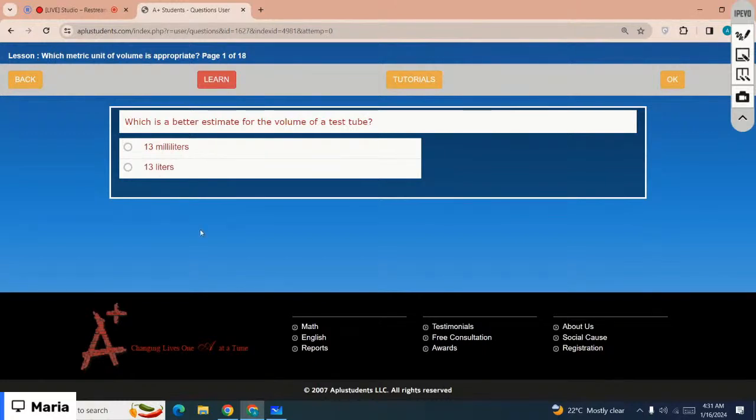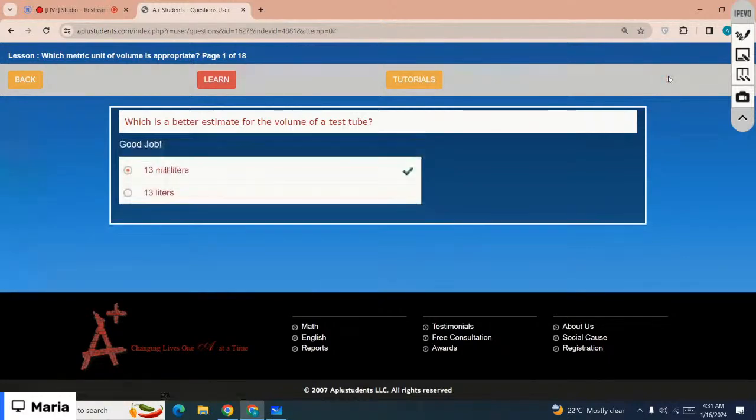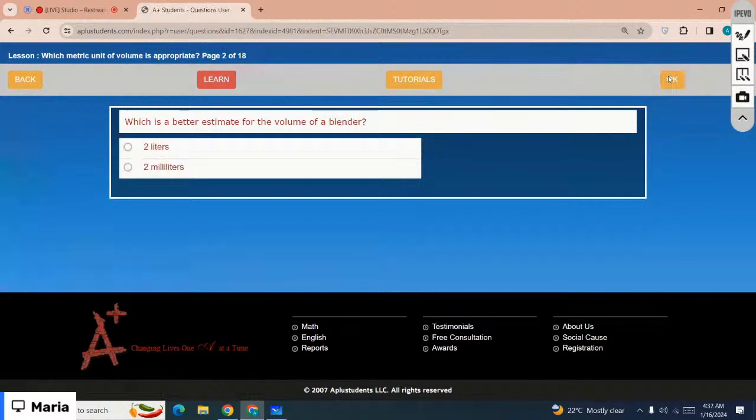That is 13 milliliters, because that is just a test tube, right? A test tube is too small, so 13 liters is too much for the test tube, right? Which is a better estimate for the volume of a cylinder, 2 liters or 2 milliliters? Which is the correct option?